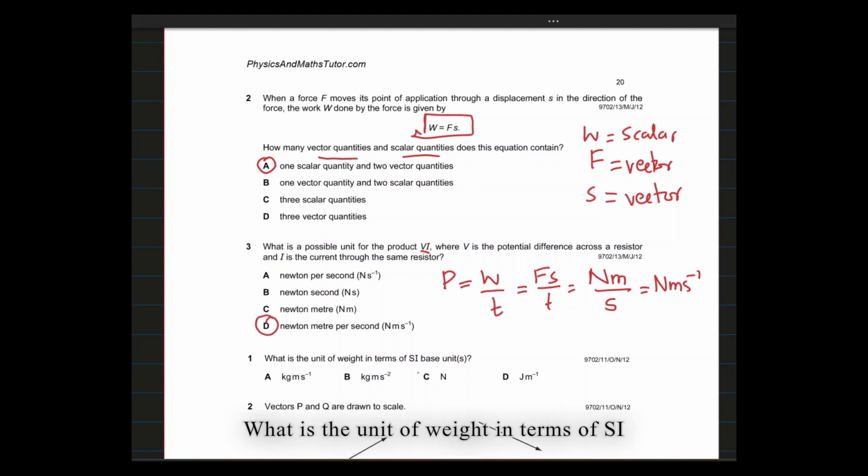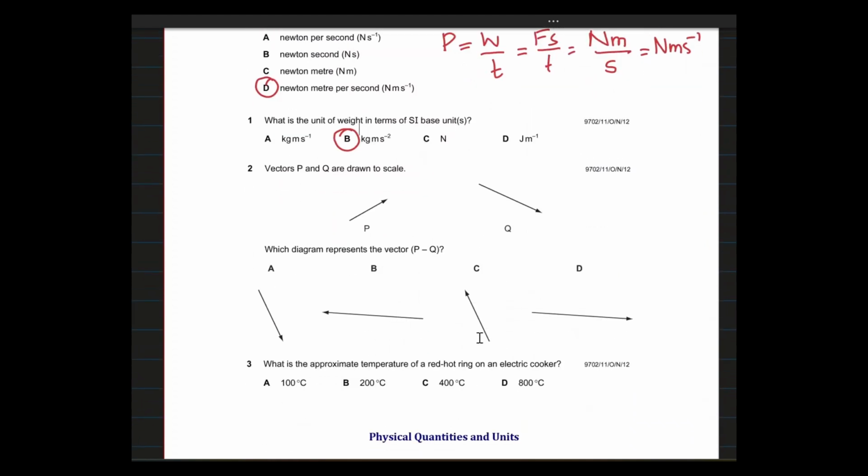What is the unit of weight in terms of SI base units? In terms of SI base units, it would not be Newton. Then we have vectors P and Q. We need to show which represents P minus Q. The minus Q means that it is like this, so it would be like this. If I join it here, it would be something like this. So you know the direction. So in my opinion, C would be the correct answer.